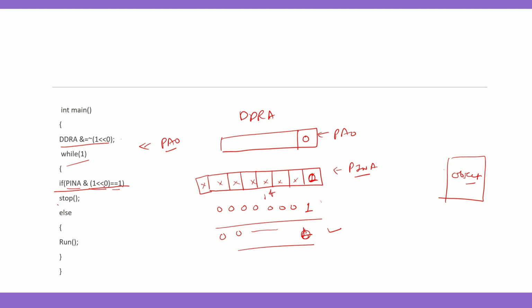Now if the condition is true, we are calling a function stop. Let's suppose we have a robot and we want to stop the robot if the object is present. This command will stop the motor or stop the robot, else it will continuously move in the forward direction.